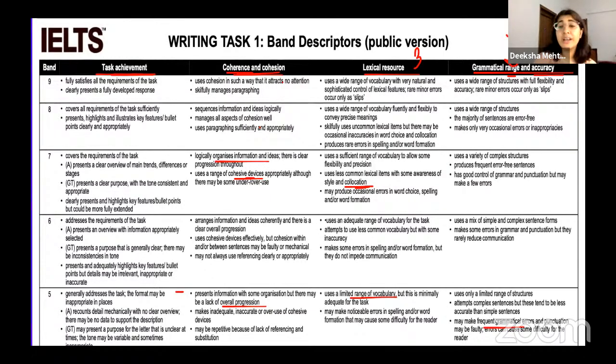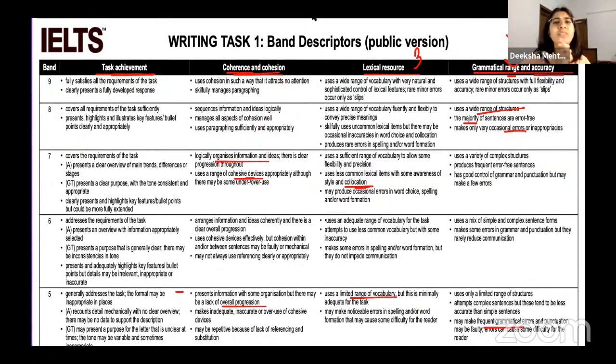Exactly. So range of different sentence structures, right? So you should use a wide variety of structures. Here under band 8, it says uses a wide range of structures and the majority are error free. So what all structures? Complex structures, compound sentences, simple sentences, compound complex sentences, right? So trying to use different sentence structures.